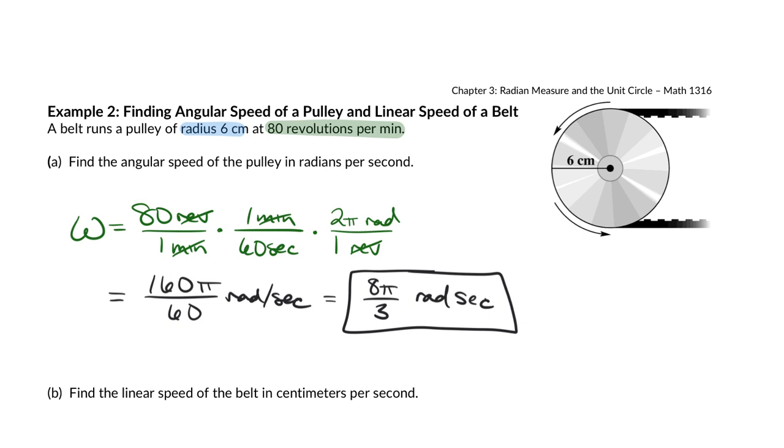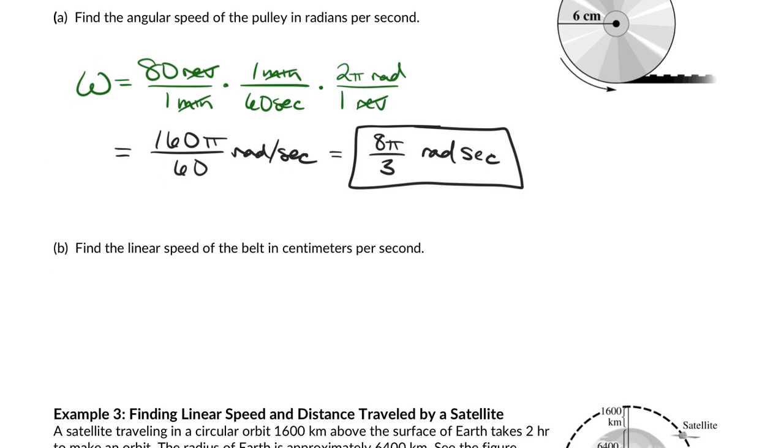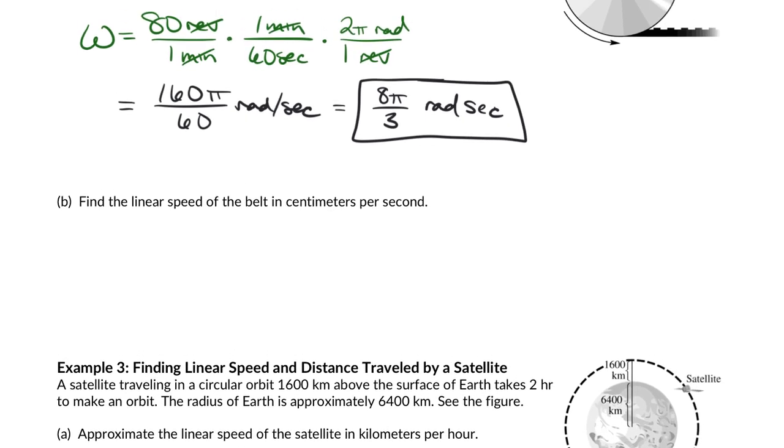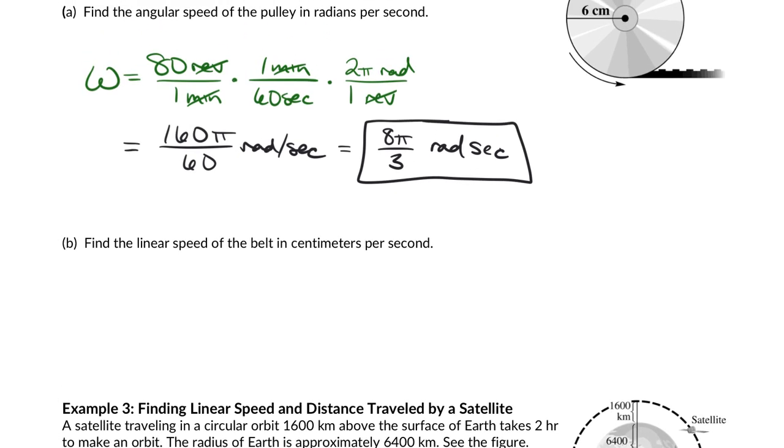Then we can go a step further. The only information you were given at the beginning of this problem was that the radius was 6 centimeters and that we had an RPM of 80 revolutions per minute. We have now created the angular speed in the correct units, radians per second. So now we can actually answer the next question that says find the linear speed of the belt in centimeters per second. What letter is linear speed?